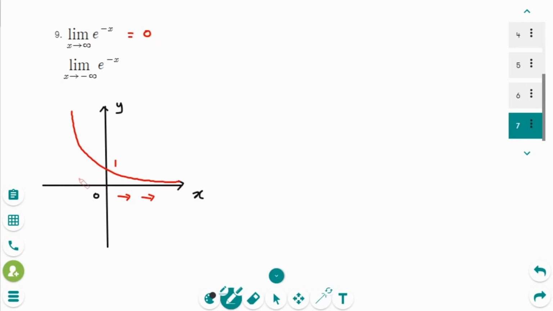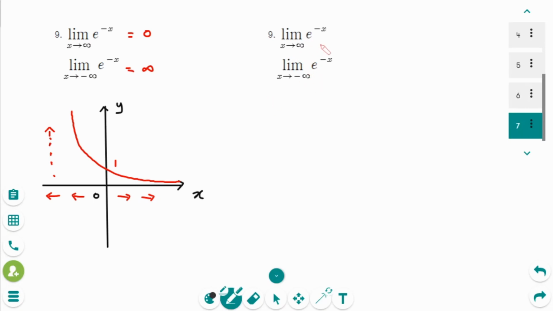And how about this? X approaches minus infinity, like this. X keeps moving to the left, which keeps going up, like this. So the answer is infinity. You can also solve this question quickly without a graph.